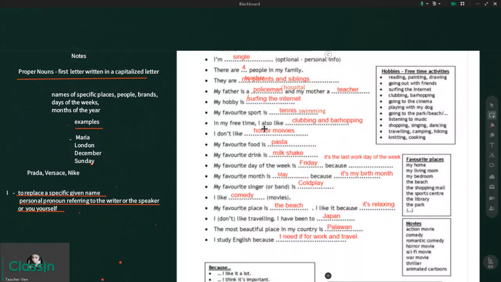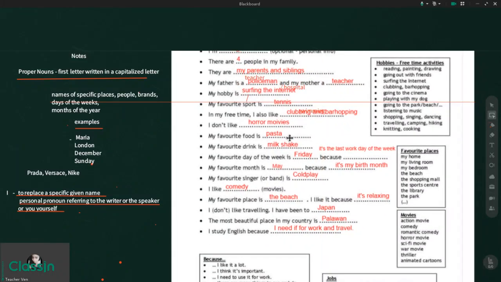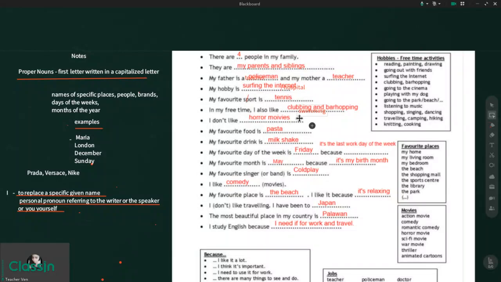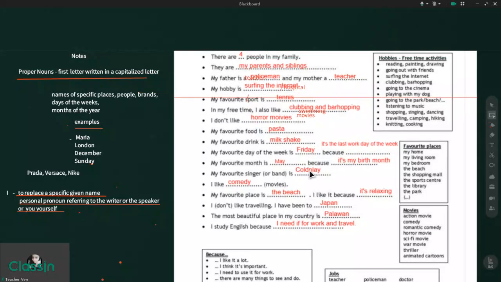You can say, I don't like horror movies. The spelling is incorrect, so let's type in here the correct spelling of movies, right? So we have to be accurate with our spelling, right? Okay, so that's the correct spelling of movies.